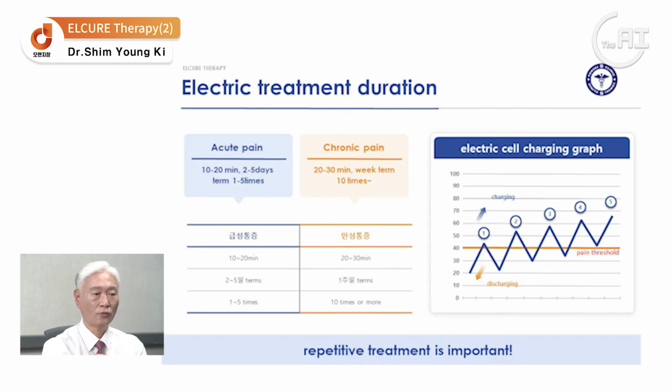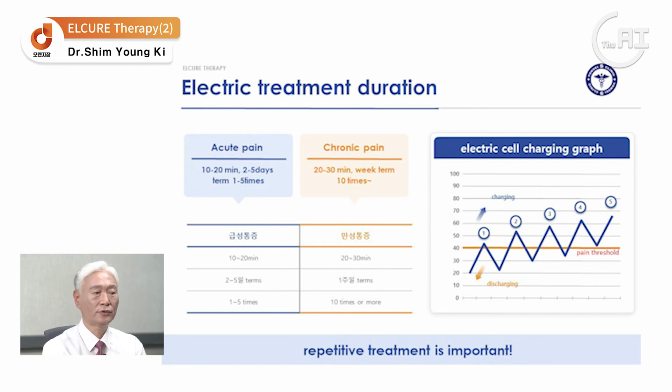So that is one, charging is not enough. So charging, discharging, charging, discharging, charging, discharging, and charging, discharging. And then after the cell itself can make electricity in the mitochondria, then pain subsides, pain goes away.